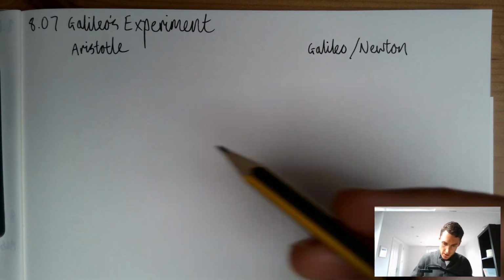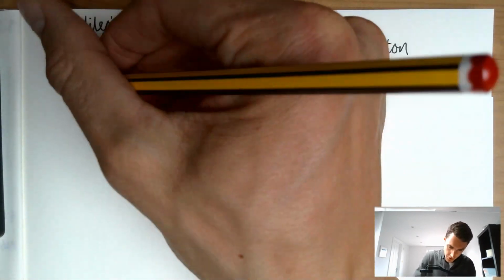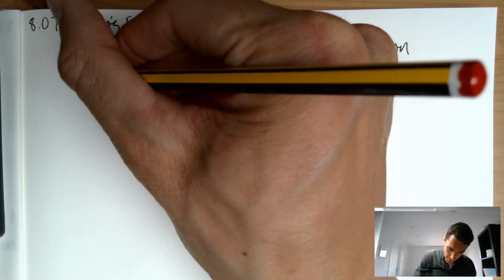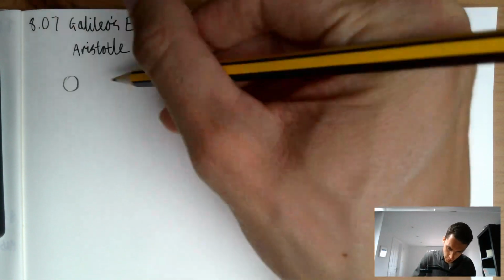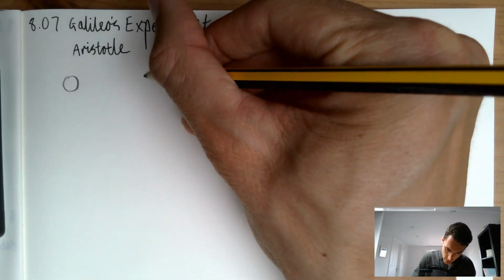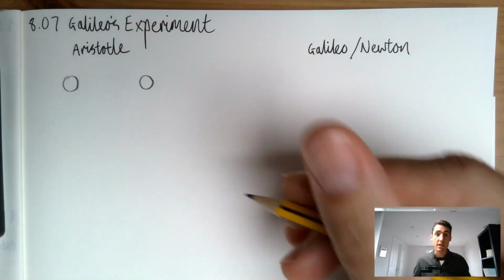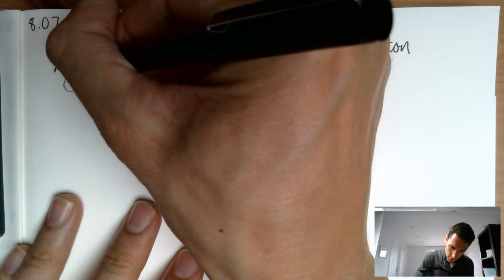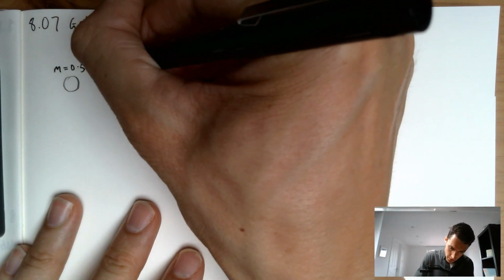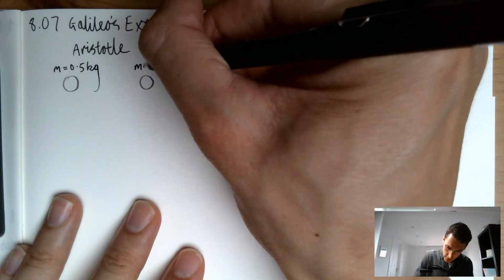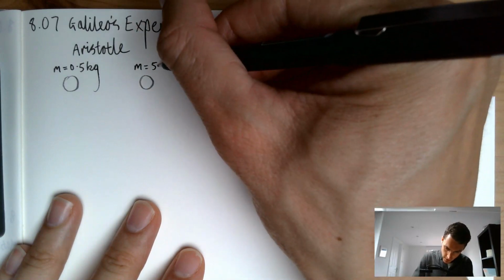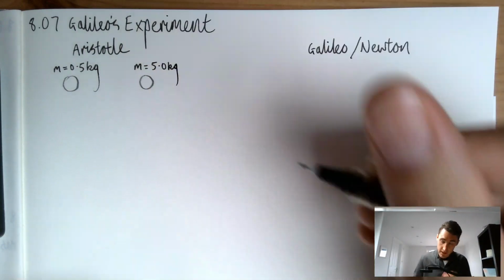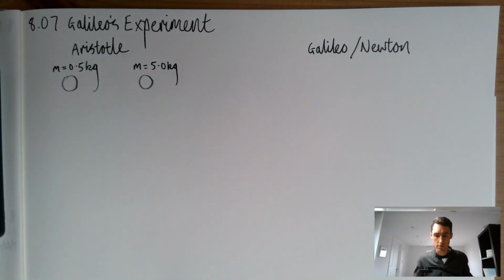So what I'm going to do under the Aristotelian view is draw two objects. So let's draw, we'll do a football and a bowling ball, because they're the two objects that I've used in the independent task. And what I'm going to do is say this football has a mass of 0.5 kilograms, and this bowling ball has a mass of 5 kilograms. You might want to put 5.0, because you want them to see that this is 10 times greater than this one.